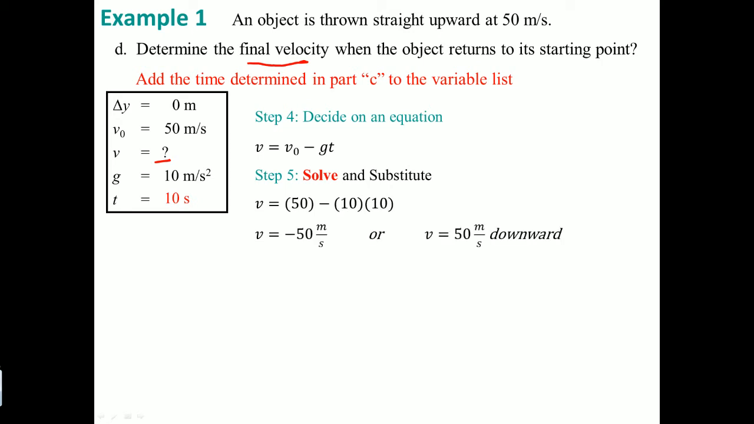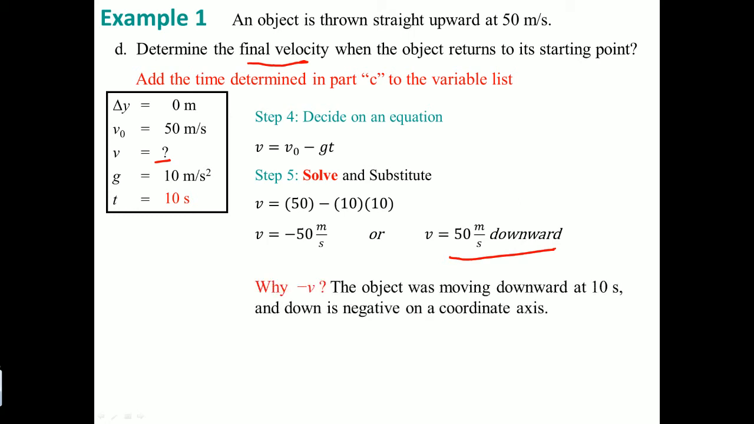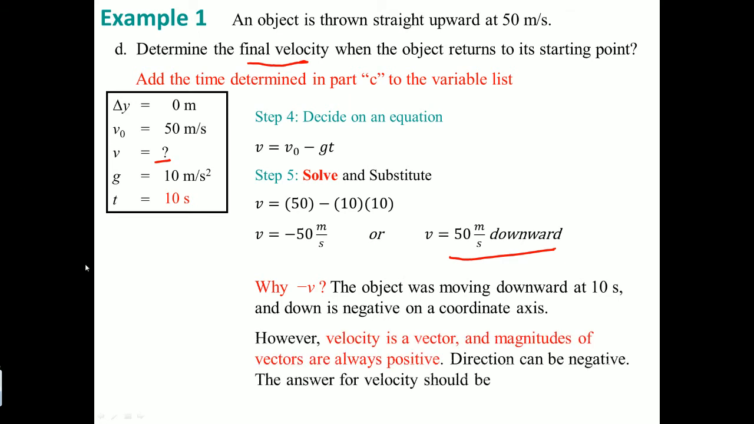So plug it in, you get v equals negative 50 meters per second. That negative just indicates its direction. So I can write it as v is equal to 50 meters per second downwards. Please understand, why is it negative? The object was moving downwards, and down is negative on the coordinate grid. However, velocity is a vector, and the magnitude of a vector is always positive. Therefore, we can write it like that.